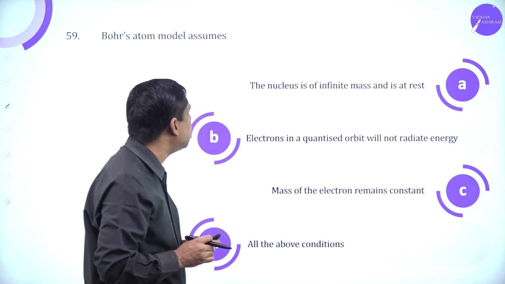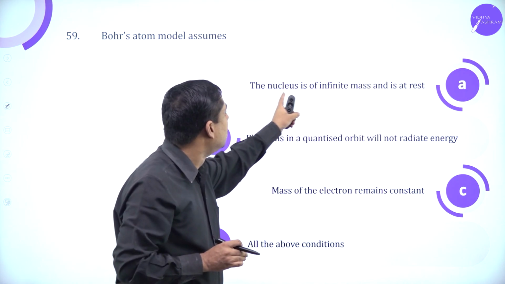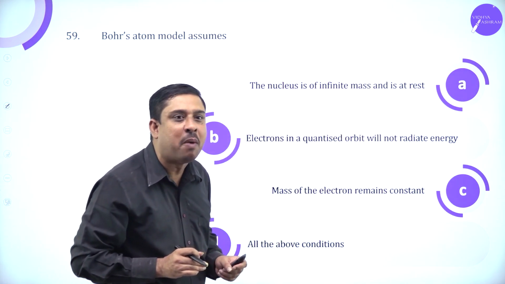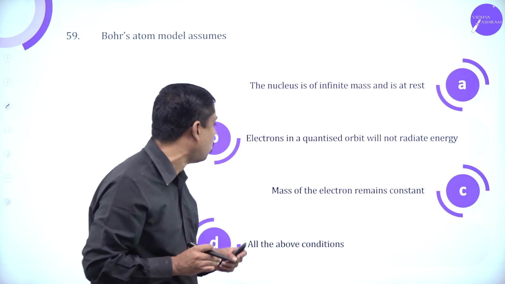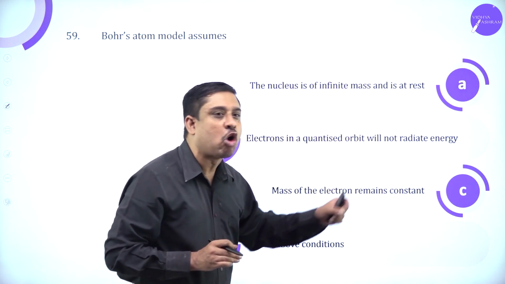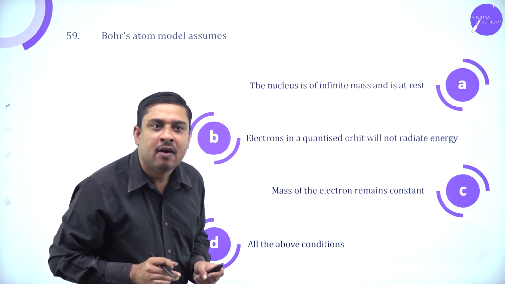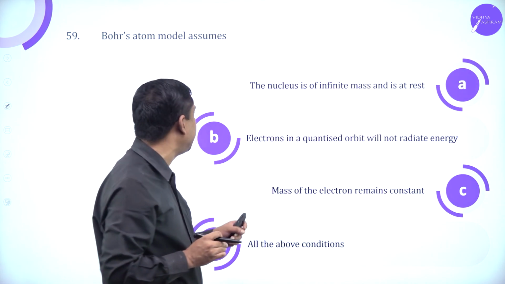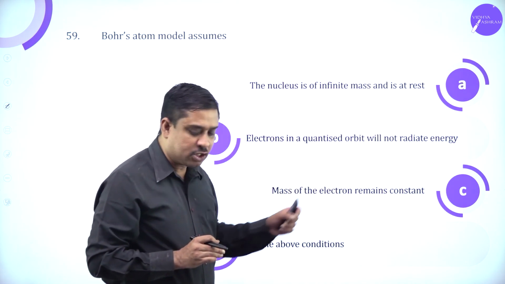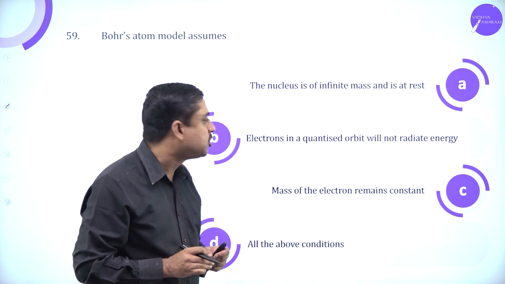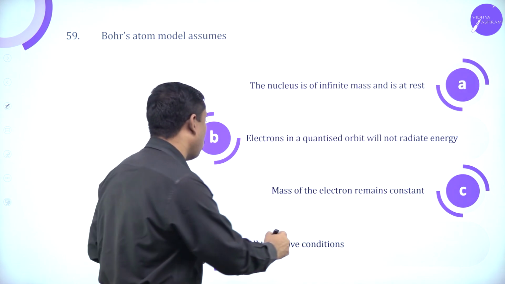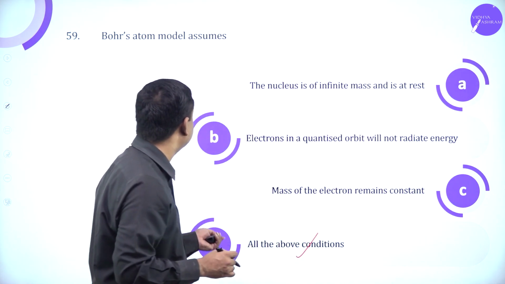Bohr's atom model assumes nucleus is of infinite mass and at rest. True. Electrons are quantized, will not radiate energy. True. Mass of the electron remains constant. True. So all the above conditions.